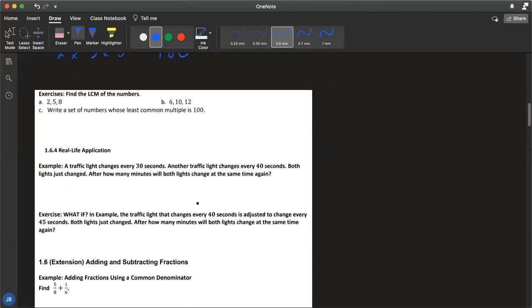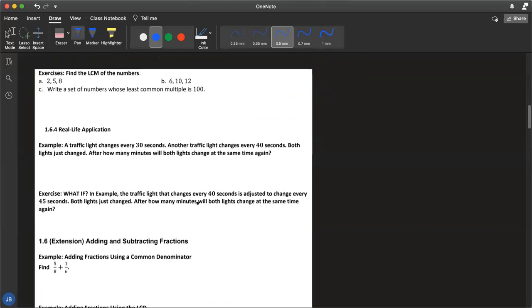Here we go. So find the least common multiple of the numbers. So A. Maggie, would you like to try A for this one? It's kind of confusing. Okay, well, I'm going to give you this one, Maggie, and we'll walk through it. I'm going to let you try it, and then we'll walk through it. Does that sound okay? All right.